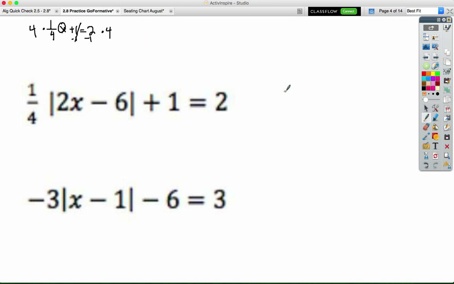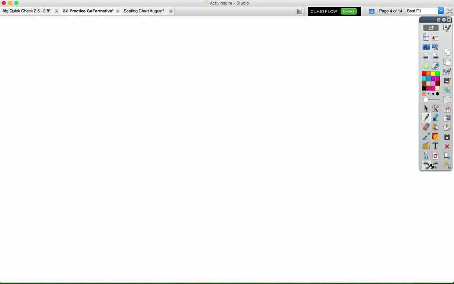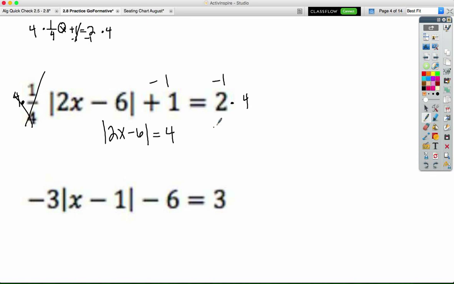Well, I do the same thing with an absolute value equation to isolate the absolute value expression first. So we would minus 1 from both sides, and that would leave us with a 1. And then to get rid of the 1/4, we would multiply by 4. So 1 times 4 on the other side would leave us with the absolute value of 2x minus 6 is equal to 4. Now we can pause and make a judgment call. Over to the right, it's equal to a positive number, so I've got to solve it both ways. Oh, sorry, you need to drop the absolute value symbol. So 2x minus 6 equals 4, and 2x minus 6 equals negative 4.